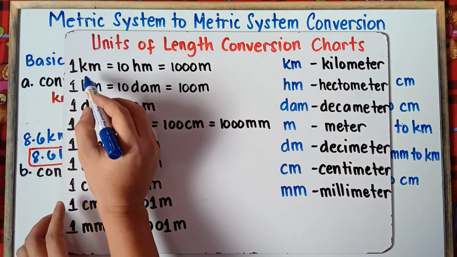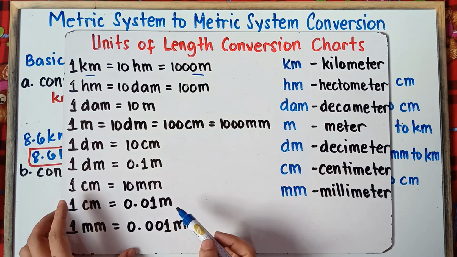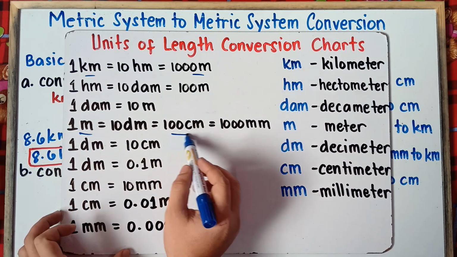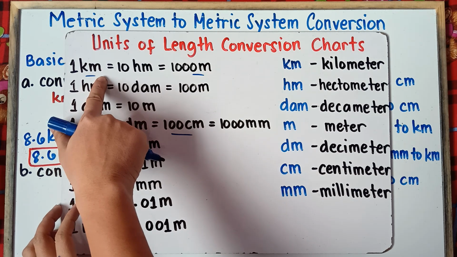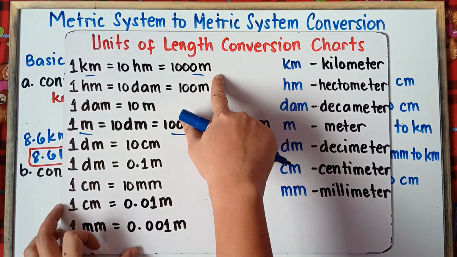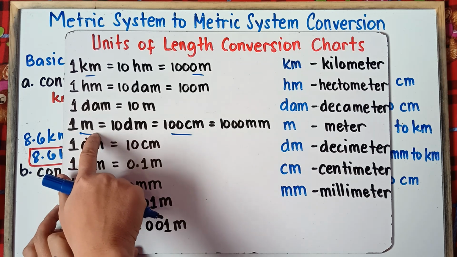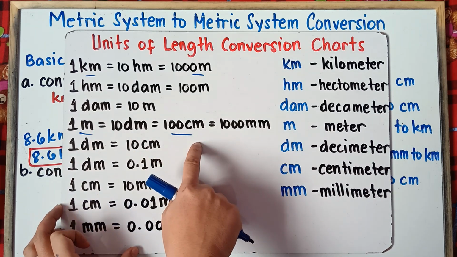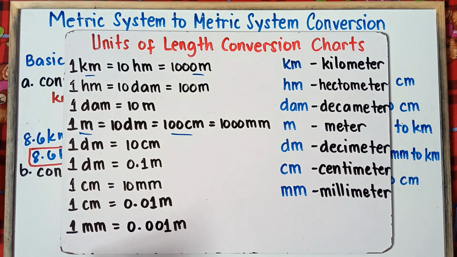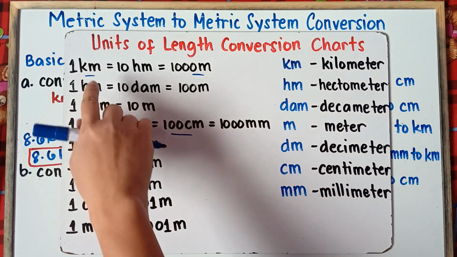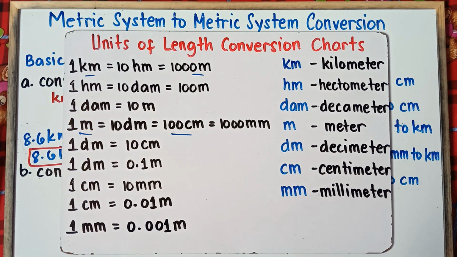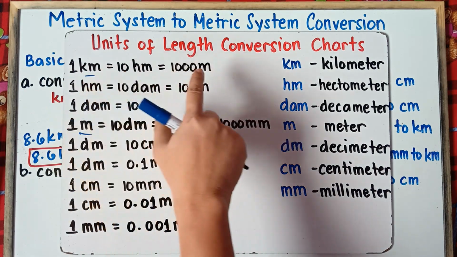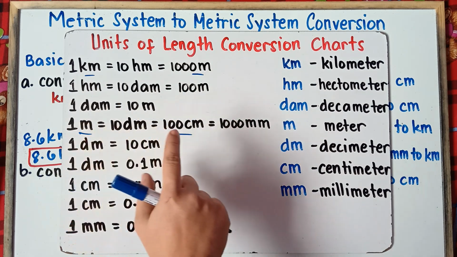Therefore, we need to convert kilometers to meters and then meters to centimeters. So 1 kilometer is equivalent to 1,000 meters, and then 1 meter is equivalent to 100 centimeters. Alright, so quite complicated, right? But once again, class, we need to do it step by step. We don't have kilometers to centimeters directly, so we convert kilometers to meters and then meters to centimeters.